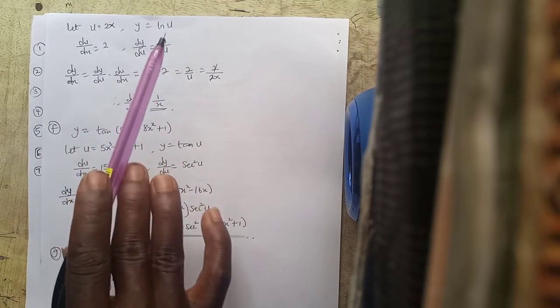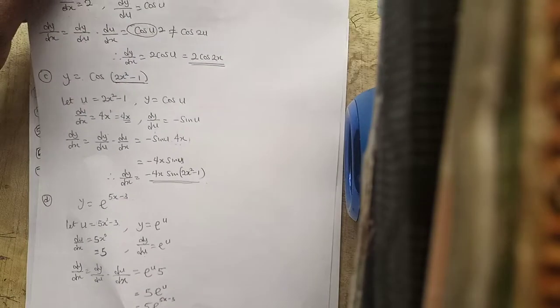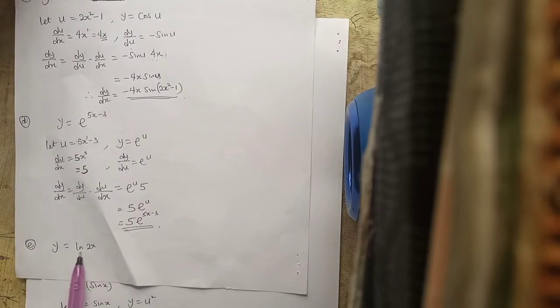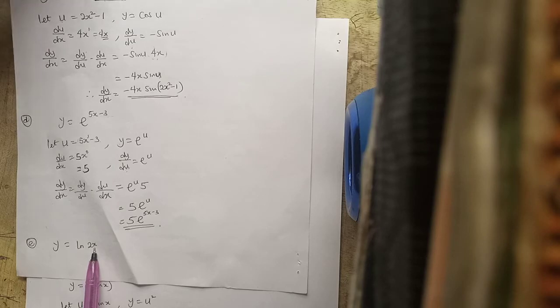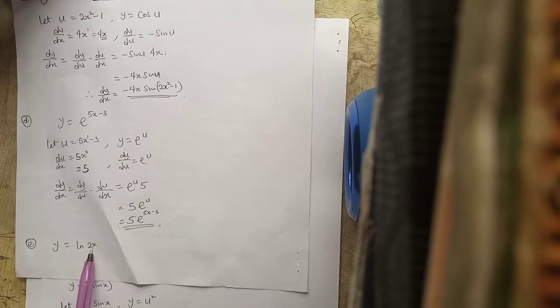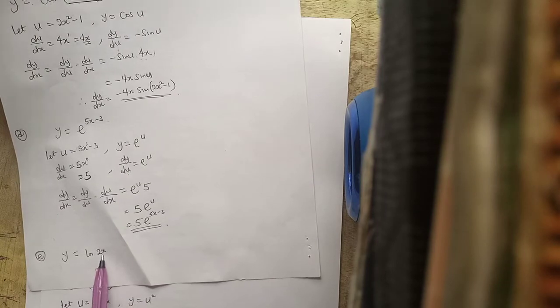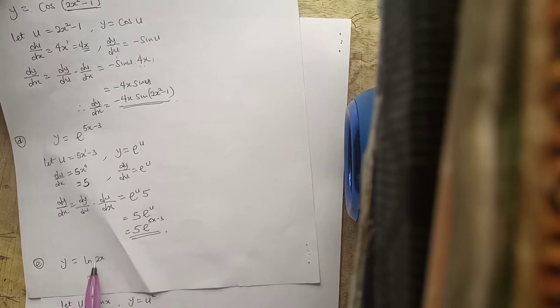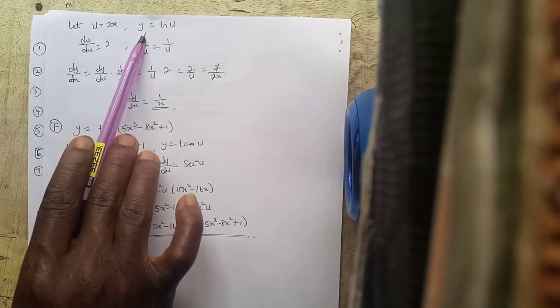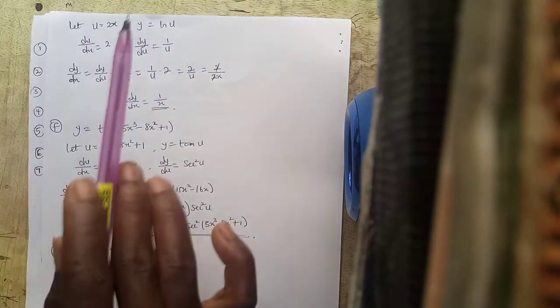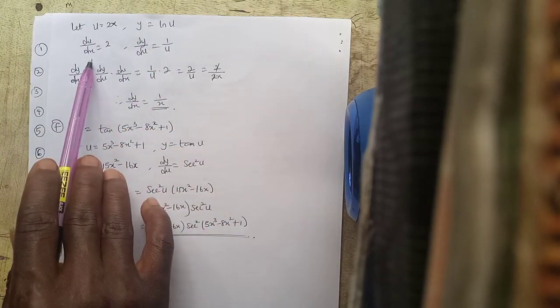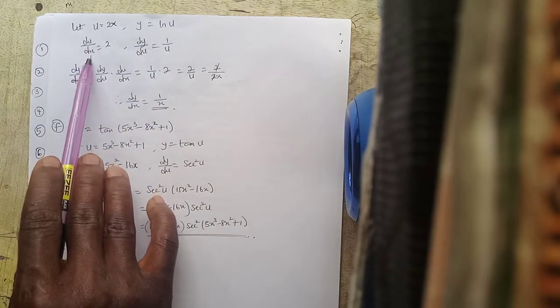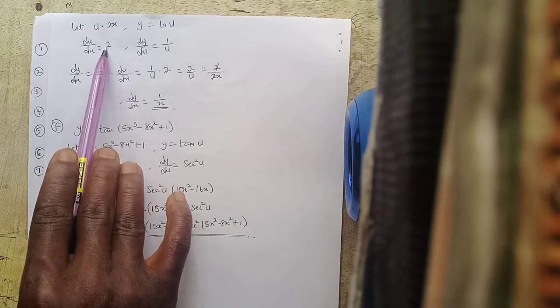Let's come again so that you don't get confused. Originally, the question was y equals ln 2x. What you do is you let your u be equal to 2x. That is, this 2x is equal to u now. If this is u, then y will now be ln u. Do you get? Now, if u equals 2x, then y will now be ln u. The next thing is to differentiate u with respect to x. When you differentiate u with respect to x, you are going to have 2 over here.